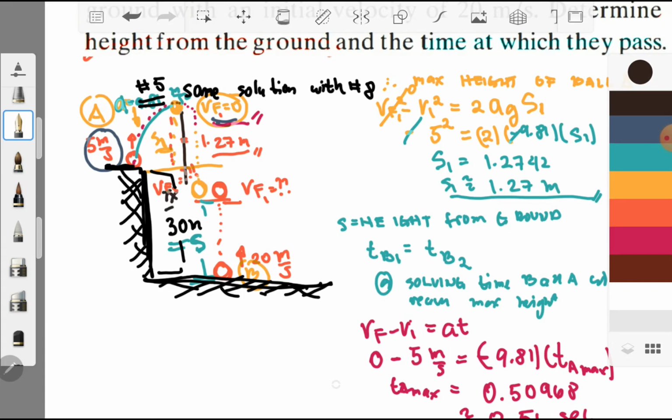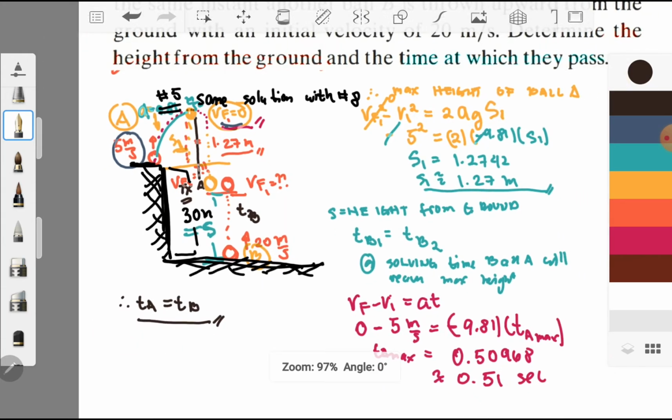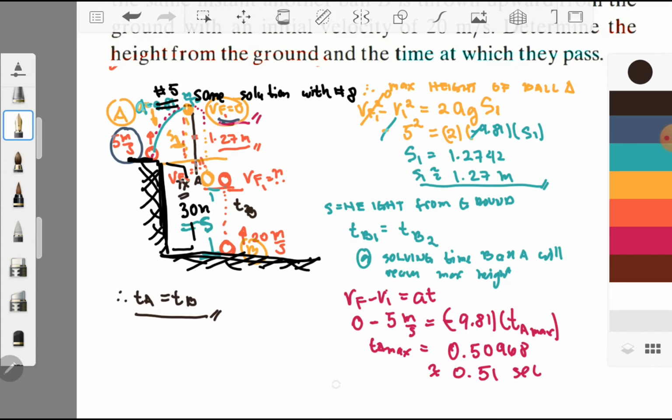The duration where my ball A will meet my ball B. So I will say that my ball B will have a time equal to T2, or TB. Take note that if they will meet each other in the instant, therefore your TA must equal your TB. Okay? TA must be equal to TB.